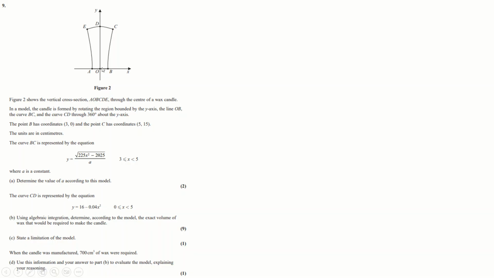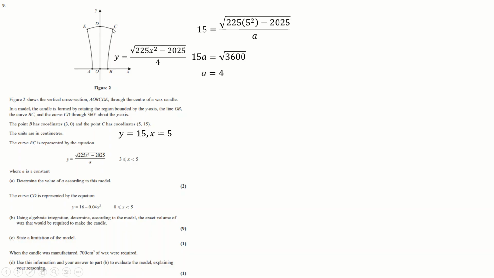Now we know BC goes through 3, 0, but that's not very helpful, I don't think, because when you put 3 in here you just get 0 on the top, which makes y 0, and you don't solve for A. So instead you put this point in, you put in x is 5, y is 15. You put that in there and you will solve for A. If you do this, the root of that is 60, of course, so A is 4. So that's the equation of this bit.